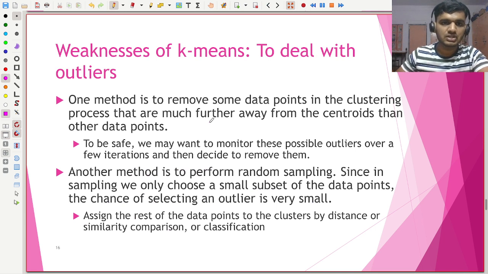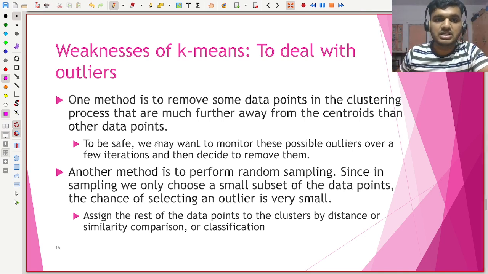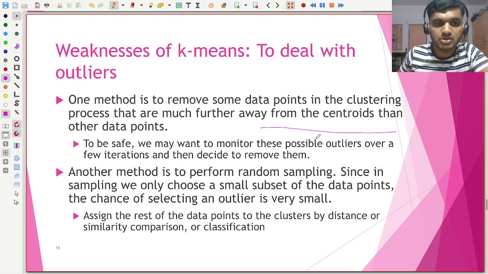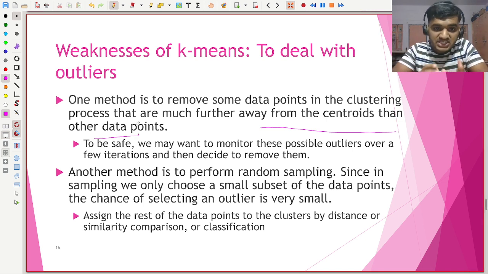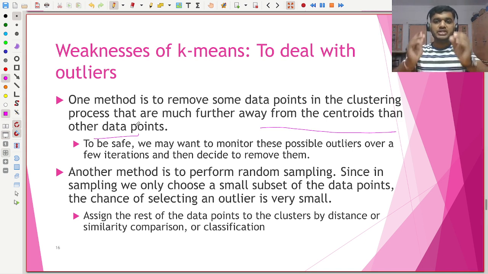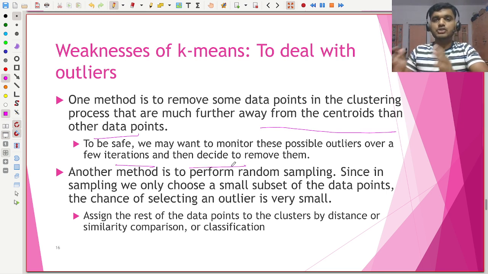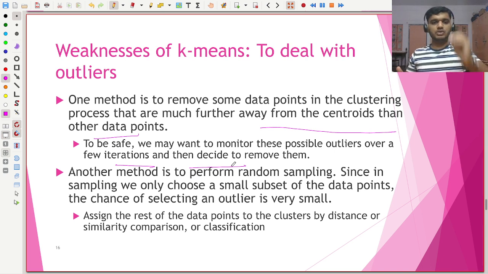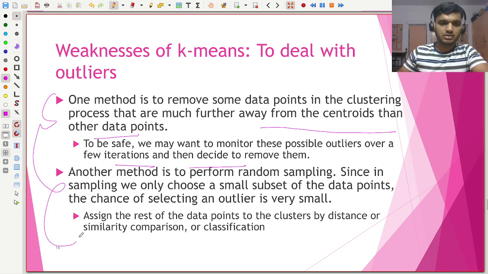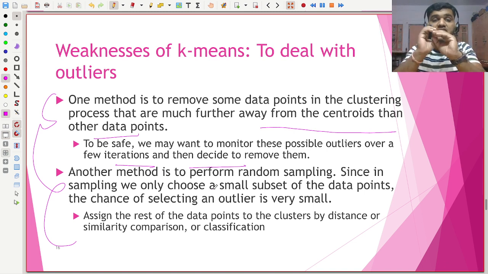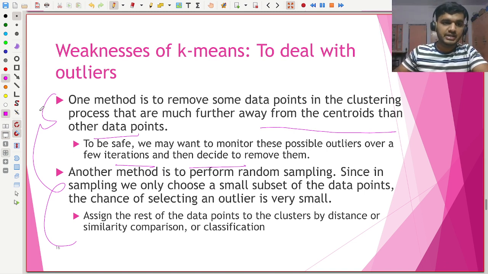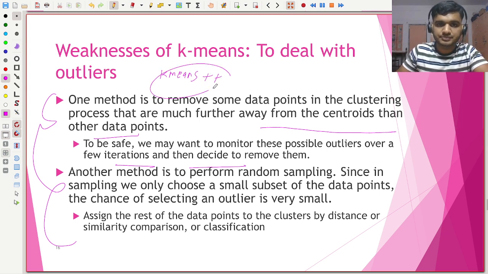To deal with outliers, one method is to remove some data points in the clustering process that are much further away from the centroid than other data points. To be safe, we may want to monitor these possible outliers over a few iterations and then decide whether to remove them. Another method is to perform random sampling. We'll define k-means plus plus.